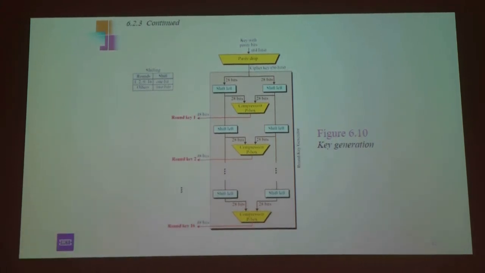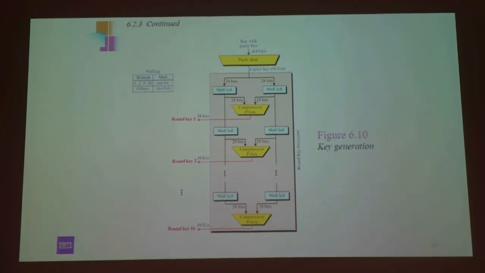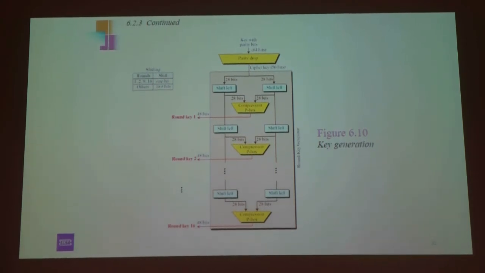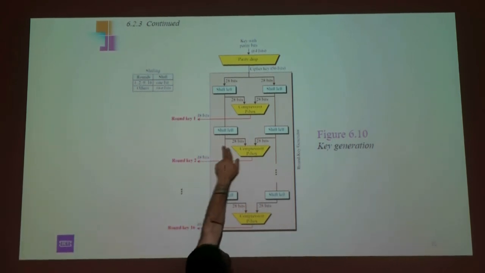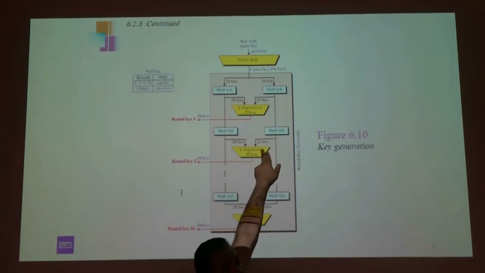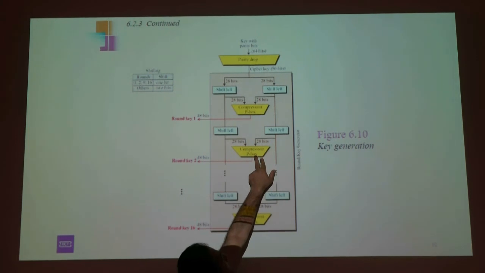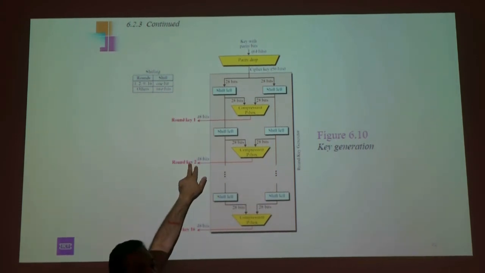So the first key goes to where? To the first round. We'll continue the data. Another shift. This is round 2. How many shifts do I have? 1. And I'll do compression again and key 2.